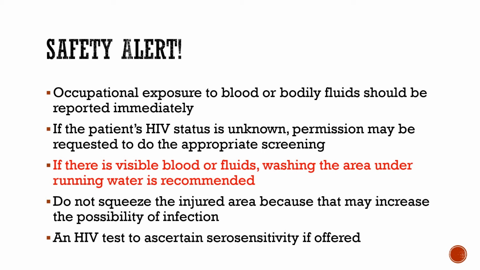If the patient's HIV status is unknown, maybe they know that they're HIV positive, but they don't know what their status is. They don't know their CD4 count. They don't know their viral load. Permission may be requested to do the appropriate screening, which means that we are going to have to ask if we can obtain blood so that we can find out where they are in order to find out how to treat you. Ladies and gentlemen, please listen up.